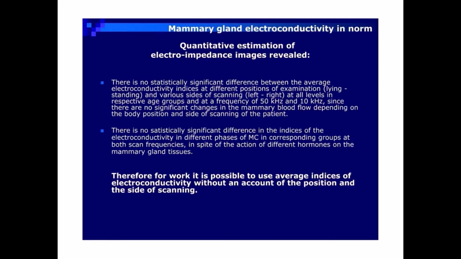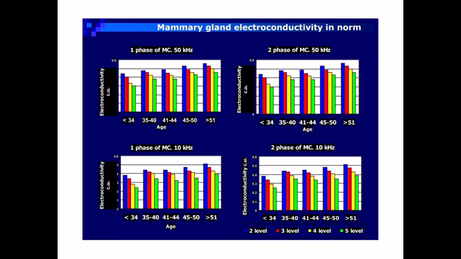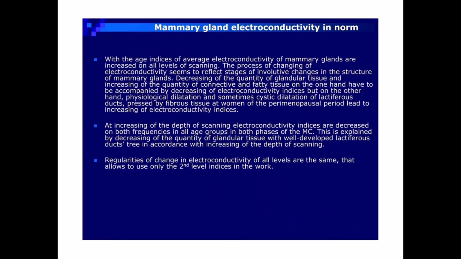Mean electroconductivity indices of the mammary glands in norm in first and second phases of the menstrual cycle at women of different age groups and in postmenopause, older than 51 years. 50 kHz and 10 kHz. Second scanning level, plus or minus SD. Mammary gland electroconductivity in norm.